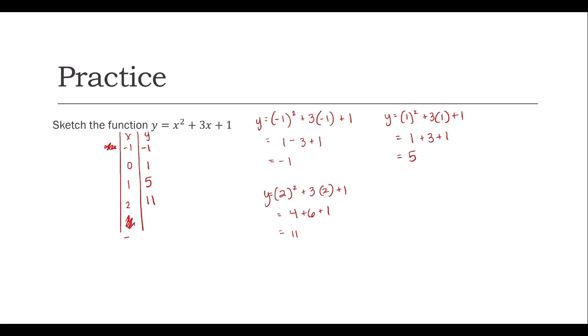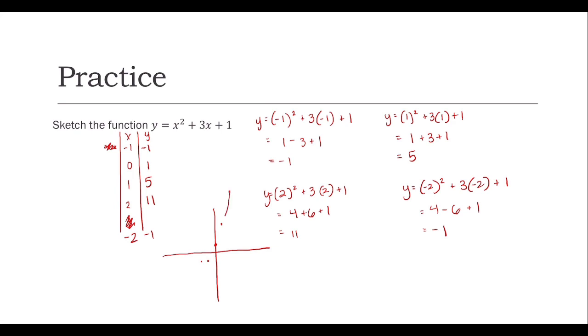So we'll do -2 for x. So y equals -2 squared plus 3 times -2 plus 1. So that's going to be -2 squared is 4. 3 times -2 is -6 plus 1. 4 minus 6 is -2 plus 1 is -1. So for graphing this, around -1 we have -1. So it'll be somewhere around there. 0, 1, 1, 5, 2, 11, and then -2, -1, so that's the same.